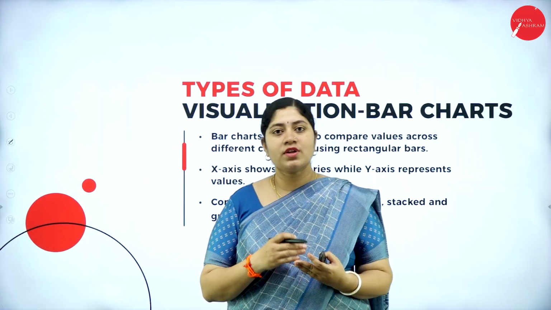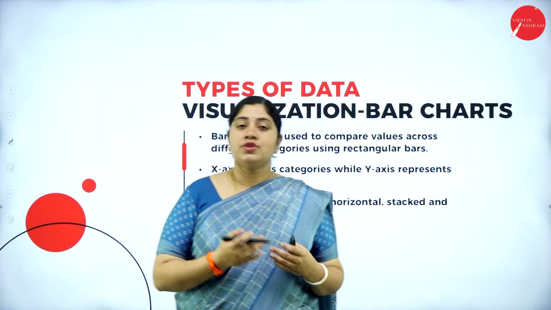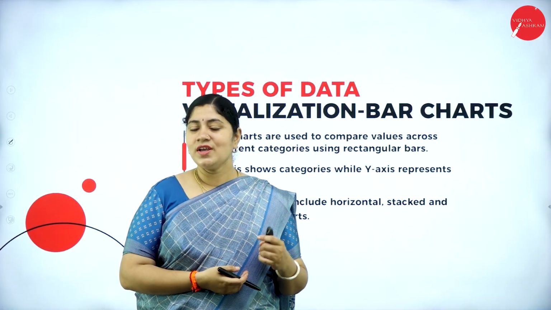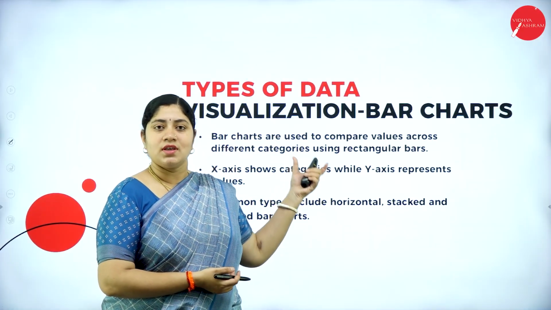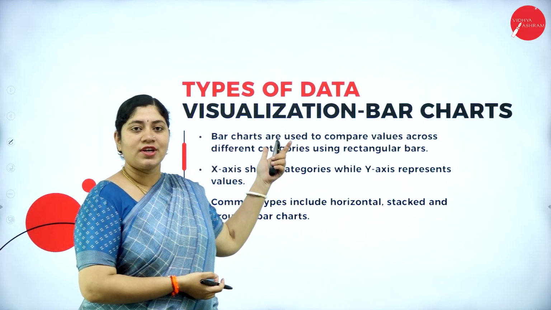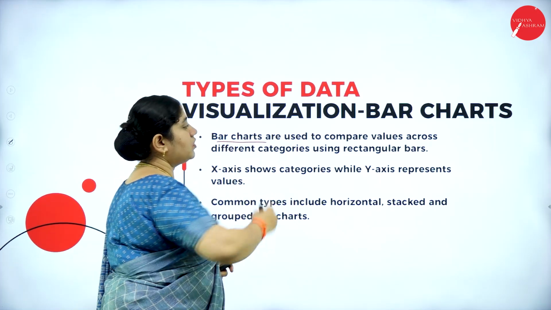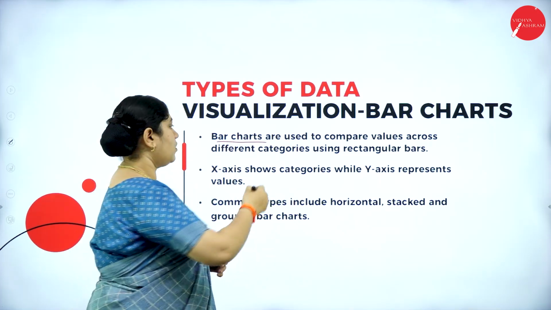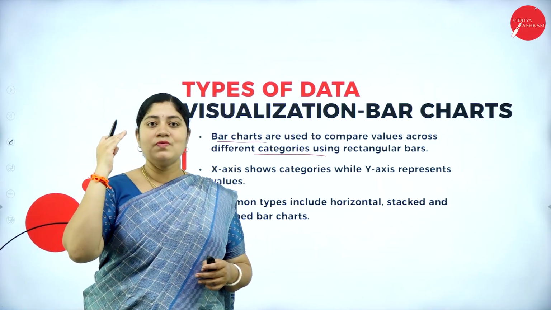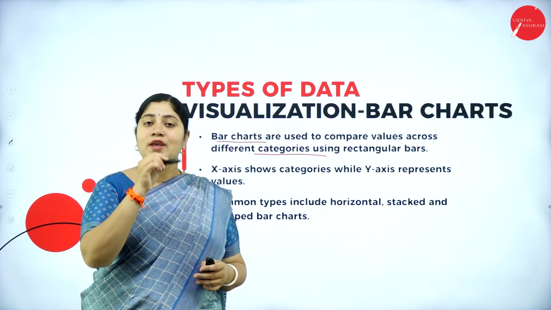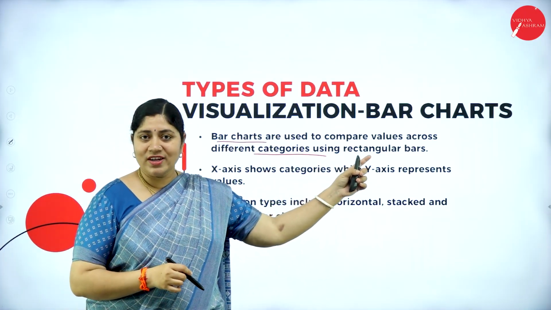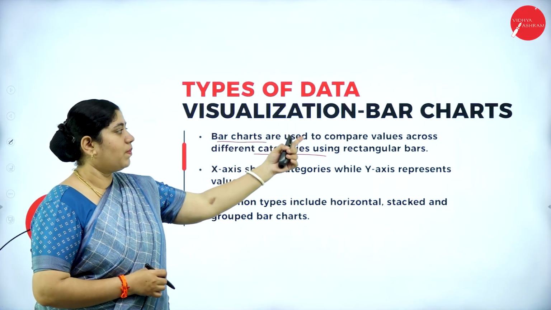Moving forward, let's see what the different types of data visualization are. We have already been studying this from unit 1. Again, we are studying data visualization here in our third unit. Let's start with the bar graph. Bar charts are used to compare values across different categories using rectangular bars. Whenever we say bar graph, the image that comes to our mind is rectangular bars, right? So yes, that is a bar chart.